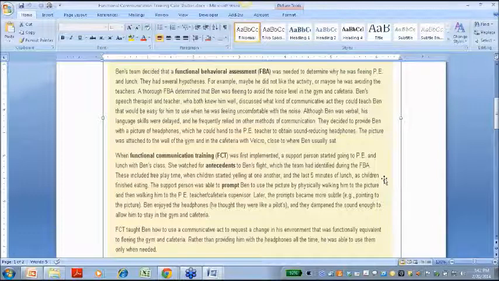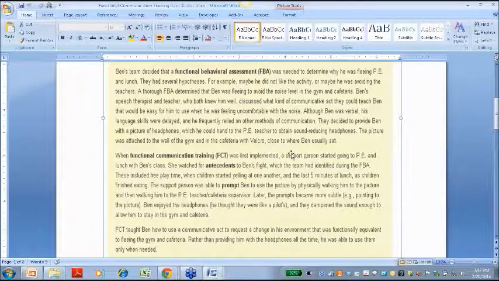For example, maybe he did not like the activity. Maybe he was avoiding the teachers. A thorough FBA determined Ben was fleeing to avoid noise levels in the gym and cafeteria. His speech therapist and teacher, who both knew him well, discussed what kind of communication act they could teach Ben that would be easy for him to use when he was feeling uncomfortable with the noise. Although Ben was verbal, his language skills were delayed, and he frequently relied on other methods of communication.